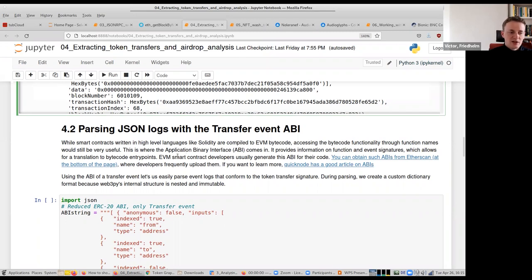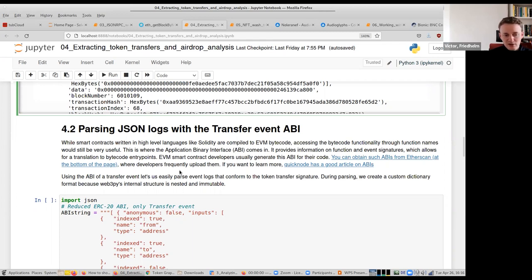And to quickly talk about this, when smart contracts are being developed, they're usually developed in high-level languages like Solidity, and then they're compiled to EVM bytecode so that they can be deployed. But accessing that bytecode functionality, for example, through transactions, would be difficult if you had to specify the entry points of the bytecode.